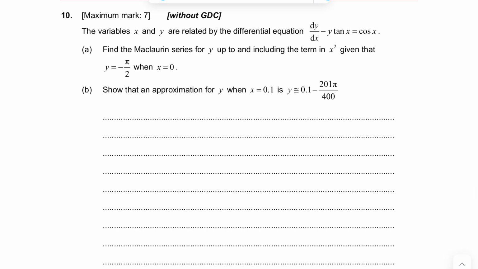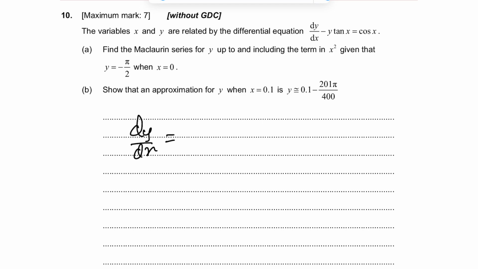Question number 10. dy by dx minus y tan x equals cos x. Find the Maclaurin series for y, up to and including the term x squared, given that y equals minus pi by 2 when x equals 0. So what is dy upon dx?